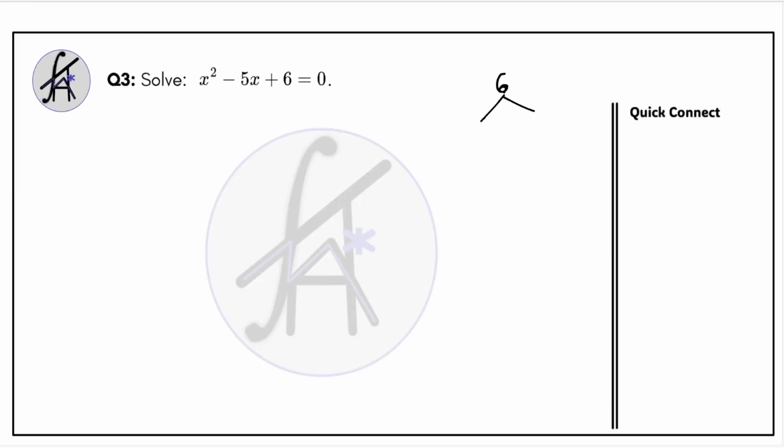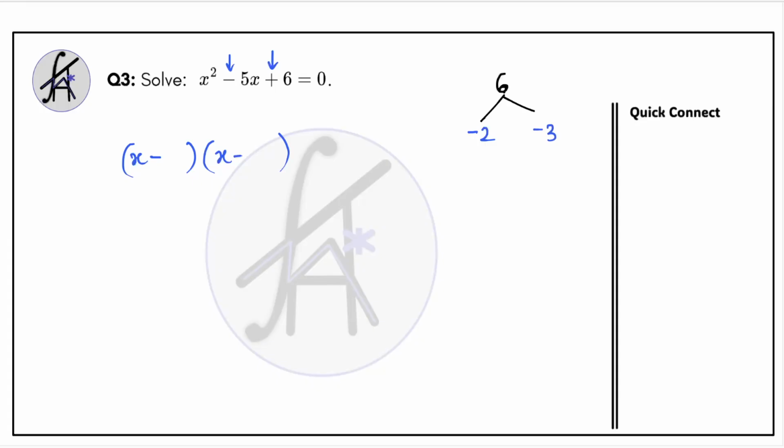Okay, so we all know when we have it as positive, that means both the brackets are going to have the same signs, correct? Same signs. Because the middle sign is negative, we are very sure that both are going to be negative, correct? So what two negative numbers multiply to give you 6 and add to give you minus 5? That's very clear: minus 3 and minus 2.